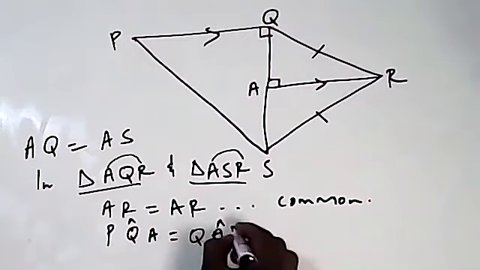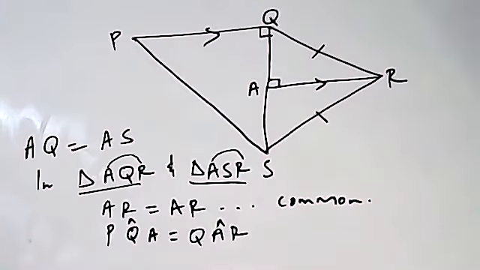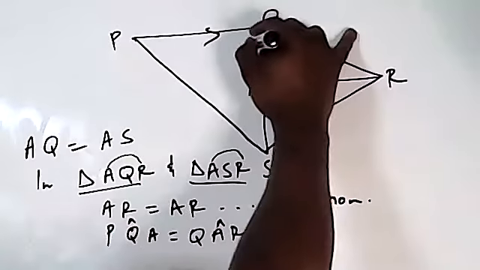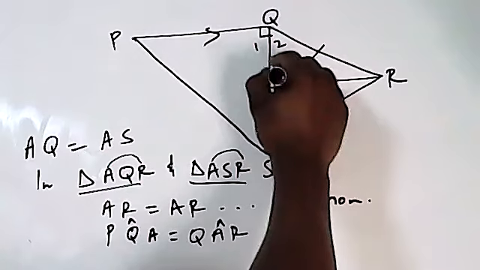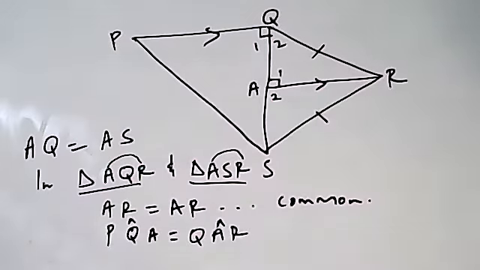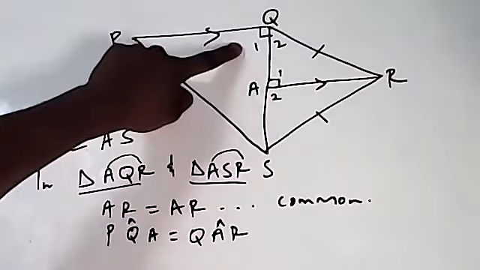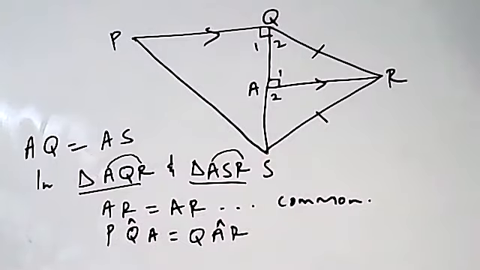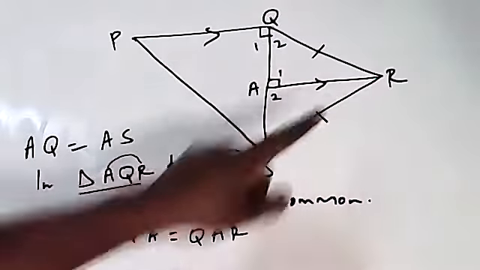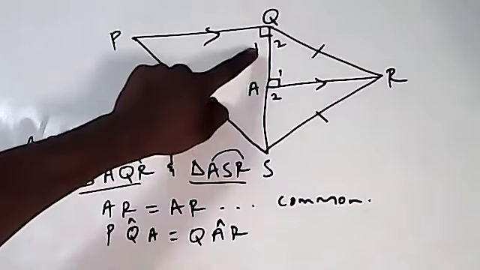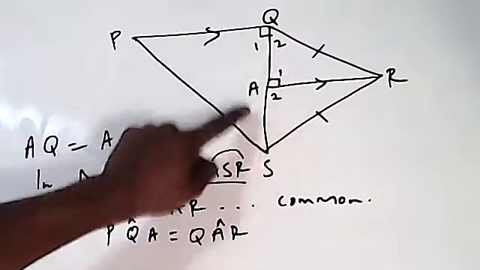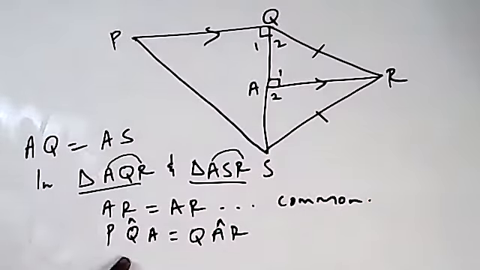Does it make sense? Imagine if they told you that this was Q1, Q2, and this was A1 and A2. We would basically say that Q1 is equal to A1, and the reason would be alternating angles. But this time around, they didn't give us that this one is 1 and this one is 2. Hence, we can't write Q1 and Q2 because they didn't give us that.